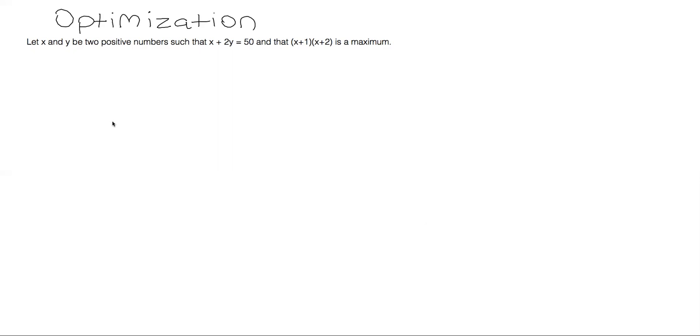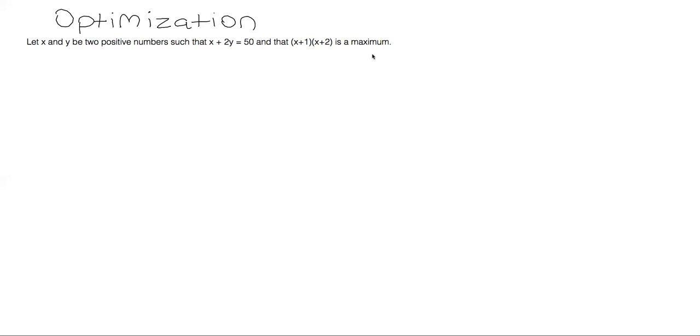Let x and y be two positive numbers such that x plus 2y is 50 and that the product of x plus 1 and y plus 2 is a maximum. So what we want to do is first identify the thing we're trying to optimize, and then we want to identify the constraint. And remember that the constraint is just a set of conditions that cannot be broken. And they have a huge influence on what our maximum or what our minimum is in the end.